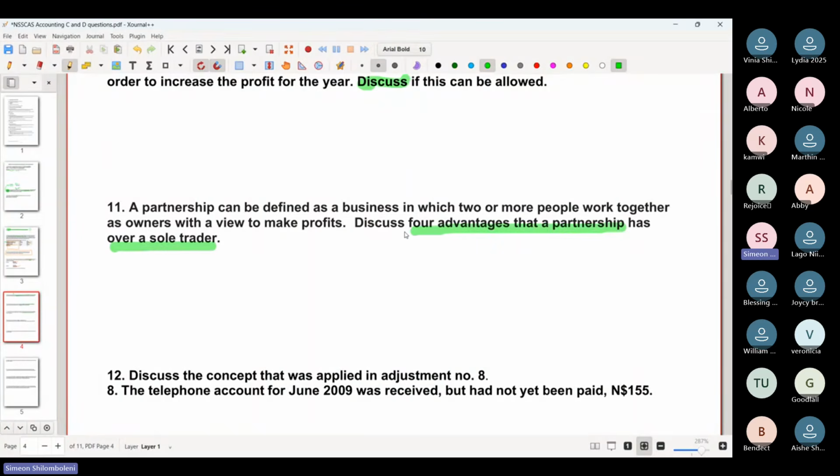Okay, this one is very easy because it points to what you must do. It didn't confuse you by saying analyze the partnership as a form of business ownership as compared to a sole trader. It's specific that it says advantages of a partnership. The only thing is just over a sole trader. Whatever you are going to give, it needs to be in relation to a sole trader.